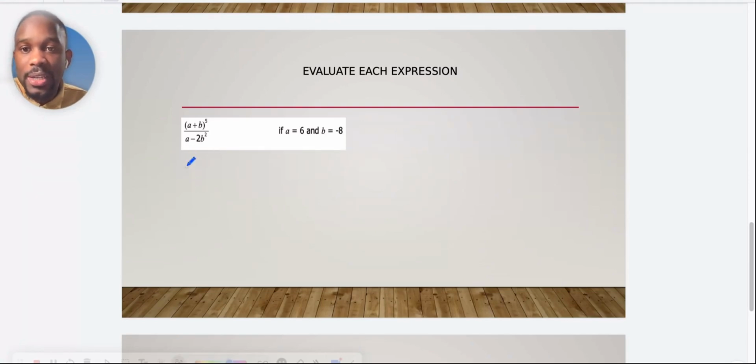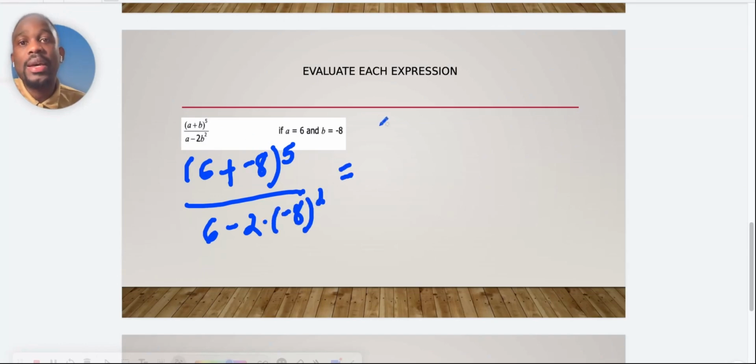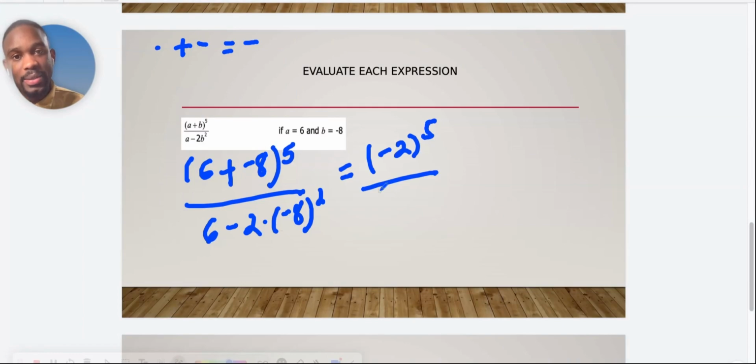So I'm going to rewrite my expression like this, -8 to the power 5 or exponent 5 all over A, which is now 6 minus 2b squared. But in the place of b, I'm going to substitute it with -8 and then I'll square. And every time you're having a plus, minus, that turns into a minus. For example, 6 plus minus 8.